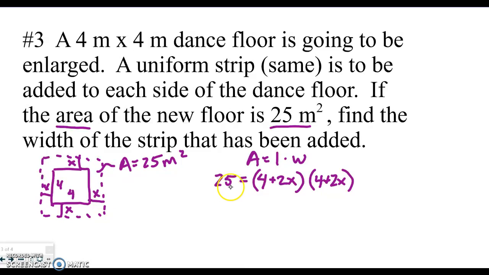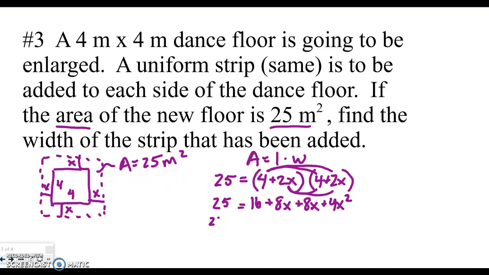All right, first thing I'm going to do is simplify on the right side. I'm going to start by distributing. So I get 16. 4 times 2x is 8x. 2x times 4 is 8x. 2x times 2x is 4x squared. All right, and on this side I still have 25.